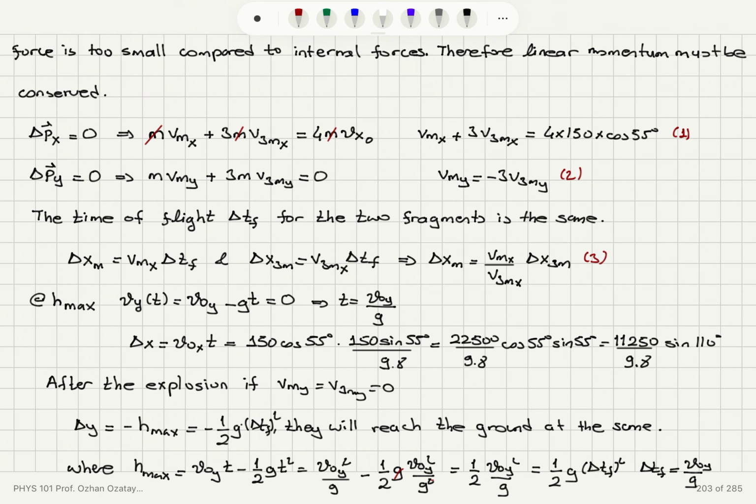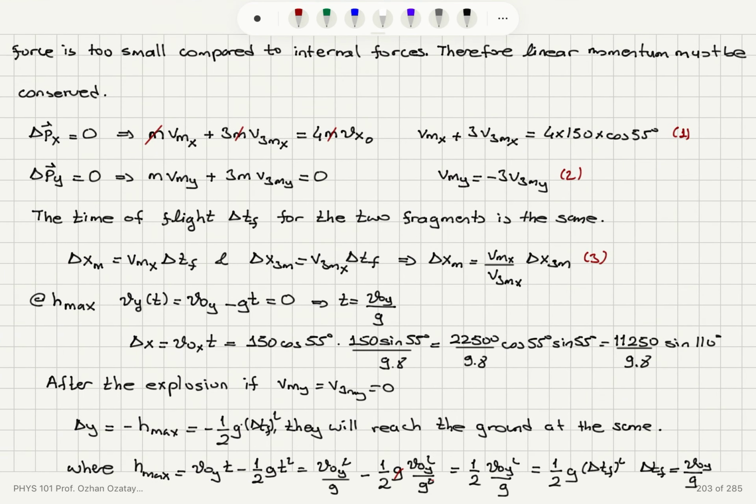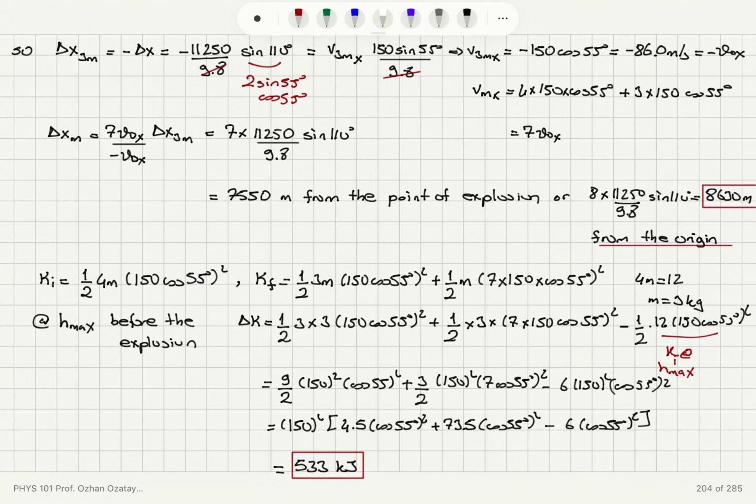I find that they reach the ground at the same time, and h max is equal to v0y t minus 1/2 g t squared. The time of flight to reach the maximum height for the shell was v0y over g. So h max is 1/2 v0y squared over g. It is at the same time 1/2 g delta tf squared, because minus h max is the displacement of 3m and m to reach the ground on the y-axis. So I find that the time of flight is v0y over g.